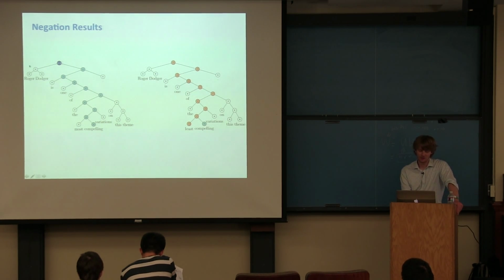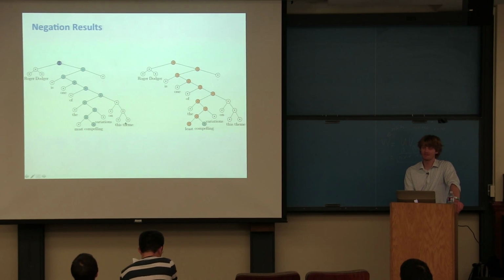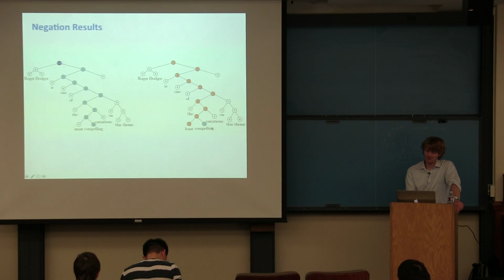So this measures how easily the model is fooled by a human who wants to write a tricky sentence. Here we have: Roger Dodger is one of the most compelling variations on this theme. Versus: Roger Dodger is one of the least compelling variations on this theme. And we really see here that the model captures that once you say it's least compelling, that is actually negating the compelling, and that goes all the way up the tree and becomes negative. And most compelling is very positive.